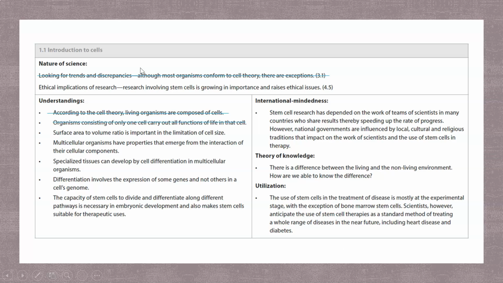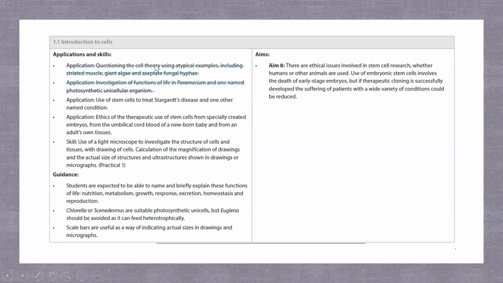Okay, so looking back at your introduction to cell section, we've covered two areas from your understandings, one from your nature of science and a couple from your applications and skills.